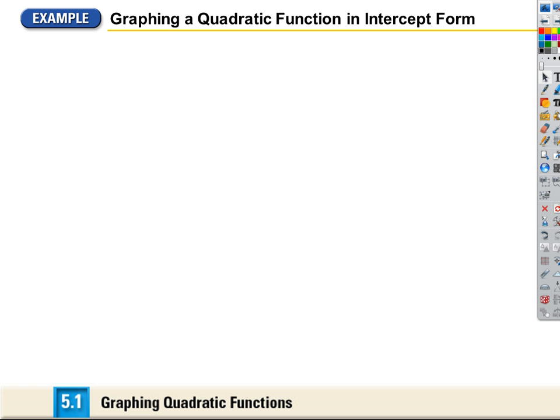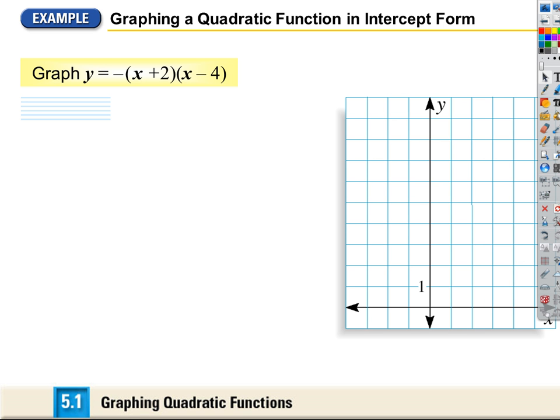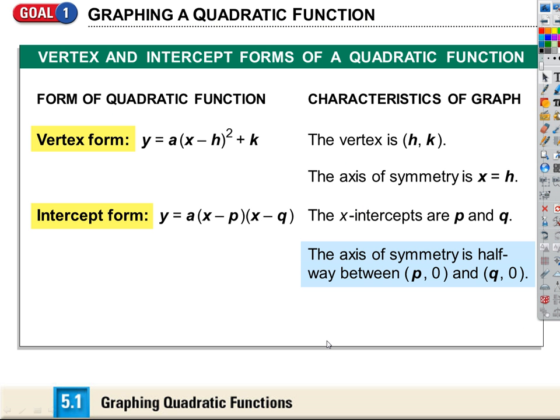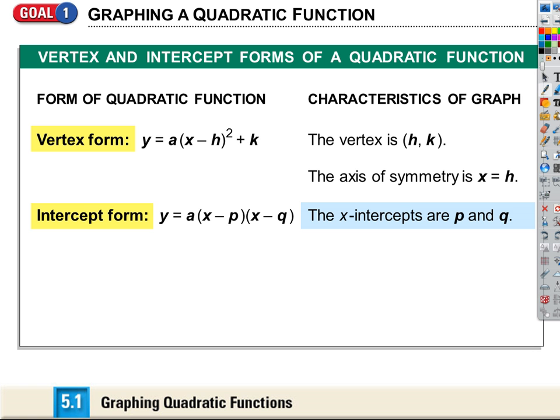All right. So the other form that I skipped through, I got to go back a little bit. And this is really it. This is the end of the new stuff. Okay, the other form is called intercept form, or even a better way of saying this is it's factored form. So we'll probably end up calling this factored form, but either way is fine. Intercept form or factored form.